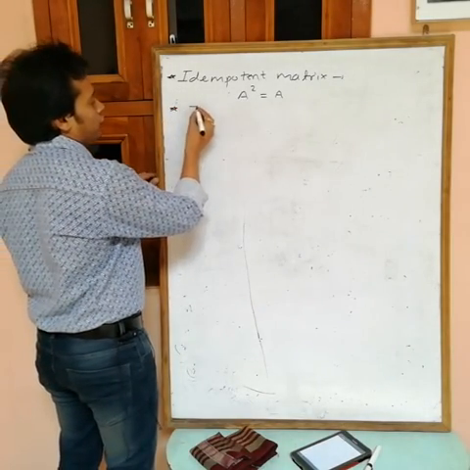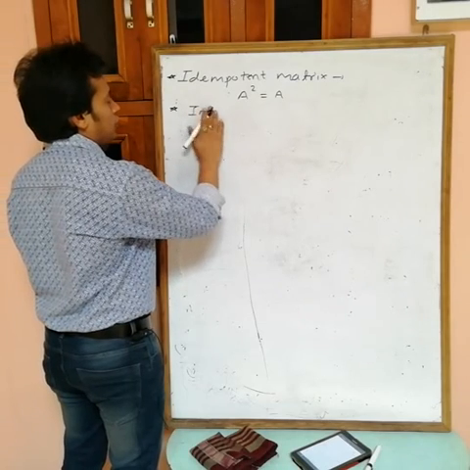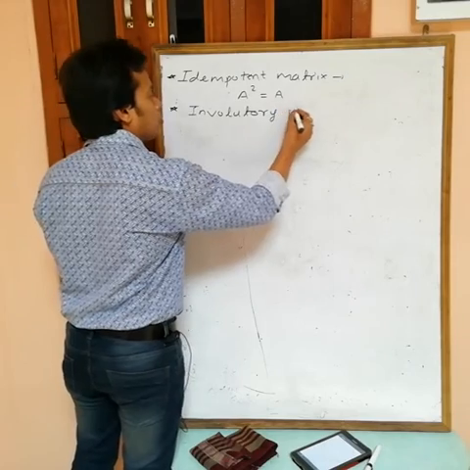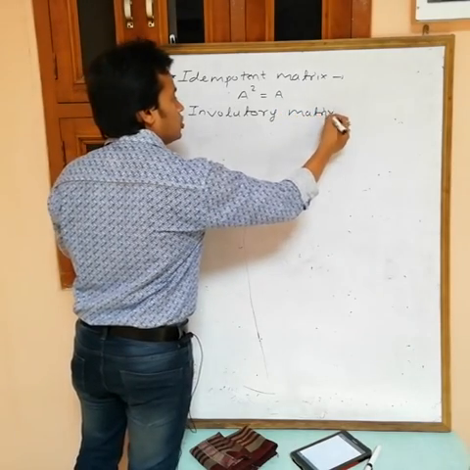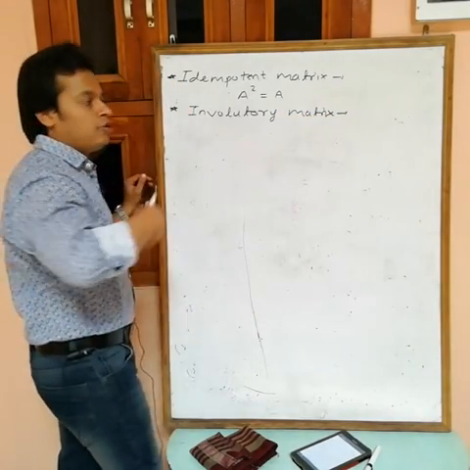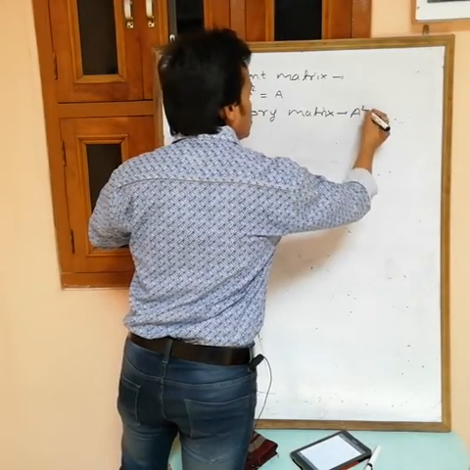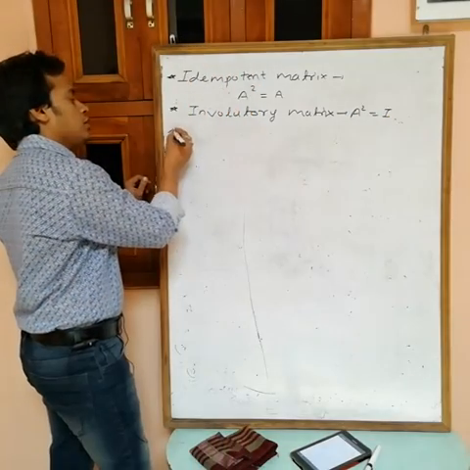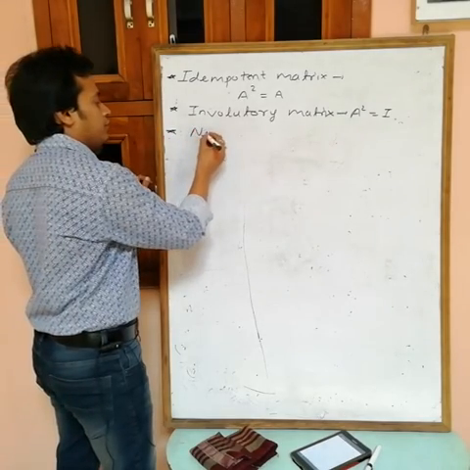Next is involutory. Involutory matrix: a square matrix A is said to be involutory if A square is equal to I. Okay. Next is nilpotent.